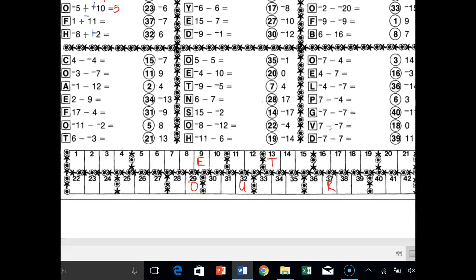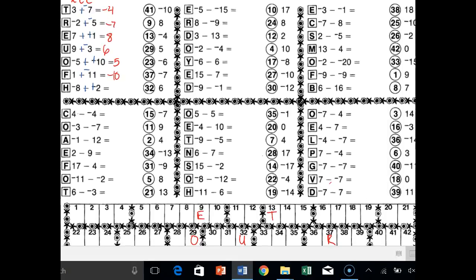On letter F, 1 plus negative 11. That's different signs, subtract. 11 minus 1 is 10, but I have more negatives. Negative 10. When you do this, guys, you really got to talk to yourself like I'm talking, but try and keep it in your head, obviously. So on 41, I will put F.